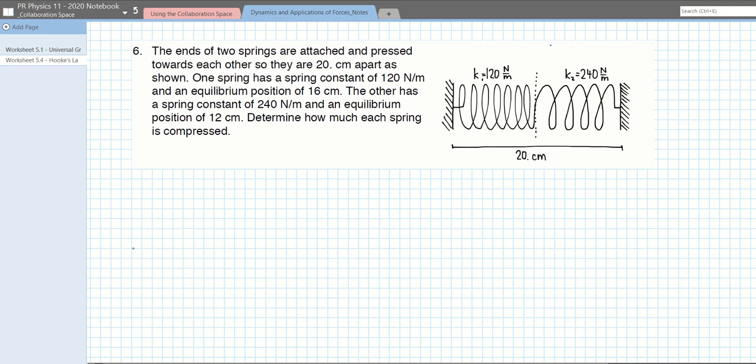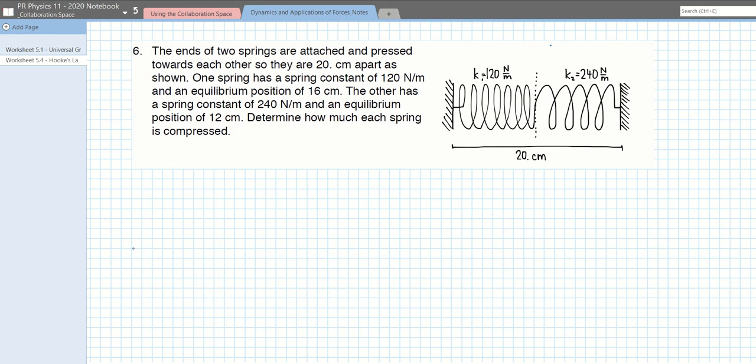All right, so let's take a look at the homework question number 6, again from worksheet 5.4. Now in this case, we have two springs, and the ends of the two springs are attached and pressed towards each other. So they are 20 centimeters apart, as shown in the diagram.